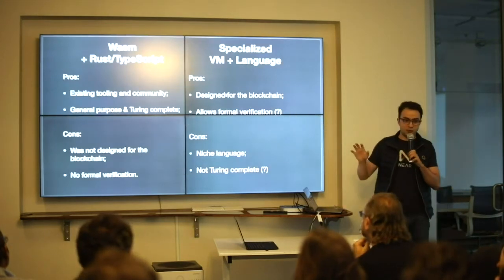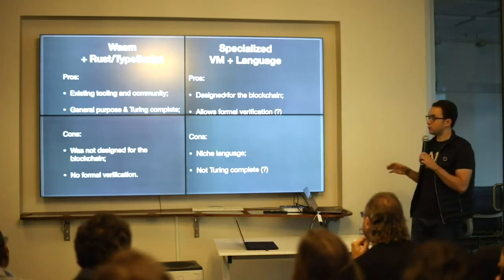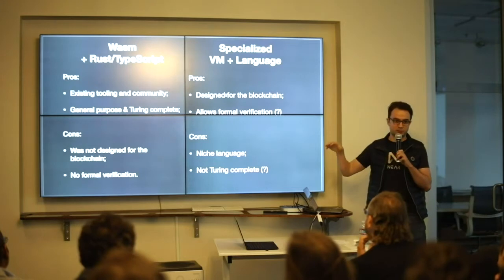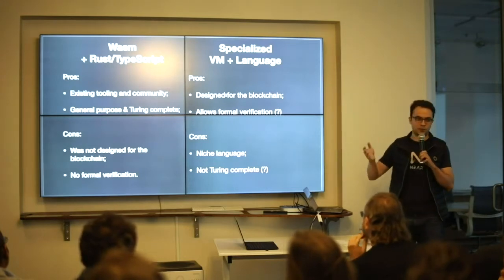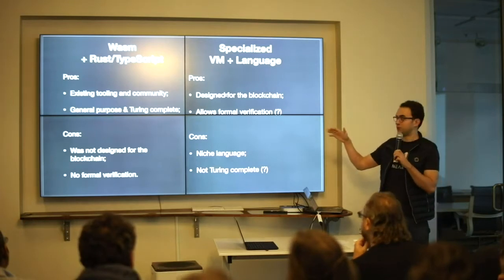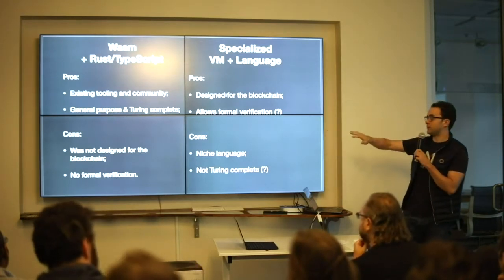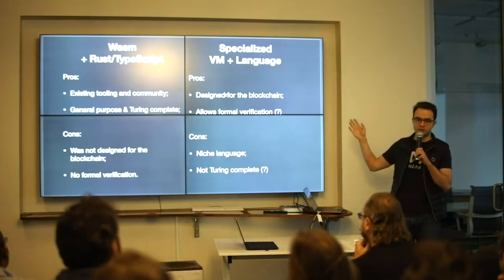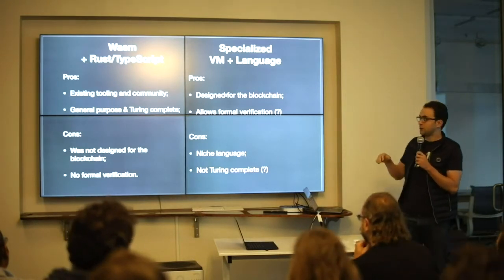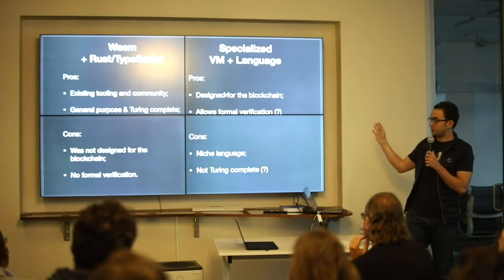There are basically two camps these days in the blockchain world. One of them says let's use a general purpose virtual machine like WASM. Well, today we also learned about RISC-V. And a general purpose language like Rust or TypeScript. Another camp says, no, let's write a specialized virtual machine specifically for our blockchain and use a specialized language. So there are obviously pros and cons in these two approaches.